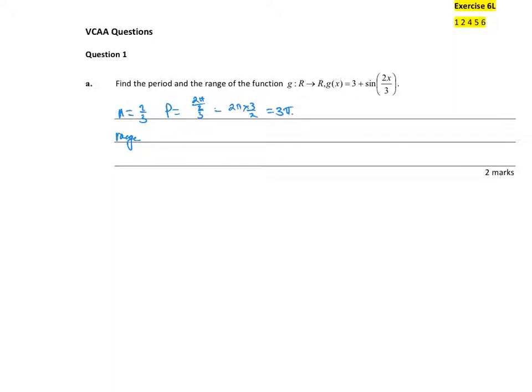The range of my graph, well, think about our standard sine graph. The range of the graph is just from negative 1 to 1. And then we're just shifting the whole graph up 3 units. So really the minimum value at negative 1 becomes negative 1 plus 3, which is 2, and the next one becomes 1 plus 3, which is 4. So the range is 2 to 4.